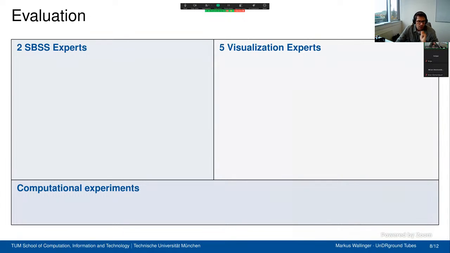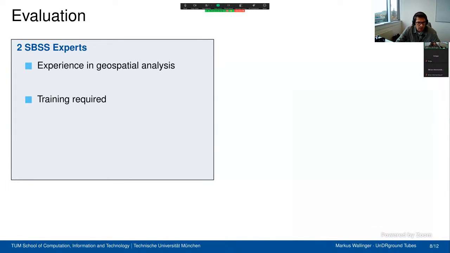Now, for evaluation, we had essentially three pillars that we relied upon. The first pillar is the evaluation with geospatial analysts, who are the domain experts. Then we also did the evaluation with visualization design experts. And lastly, we also had computational experiments where we evaluated the views and the application with typical quality criteria. But for this talk, I would mainly like to focus on the geospatial experts.